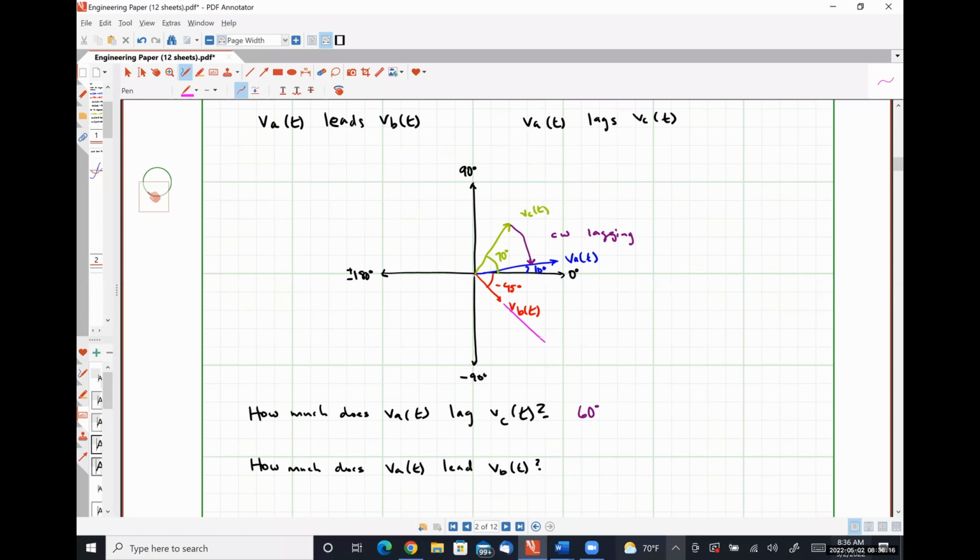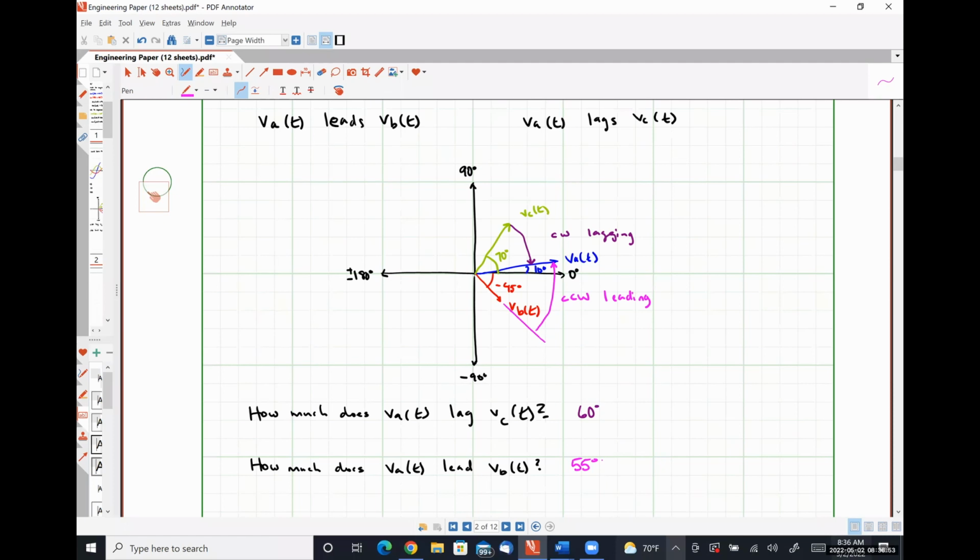So since we're comparing to VB, we start measuring at VB, and we're going to measure in a counterclockwise fashion, CCW, for leading. And we can see that this is going to be simply 45 degrees plus 10 degrees is 55 degrees. So we're just finding the difference of the two angles. That's all we're doing when we're measuring leading or lagging.